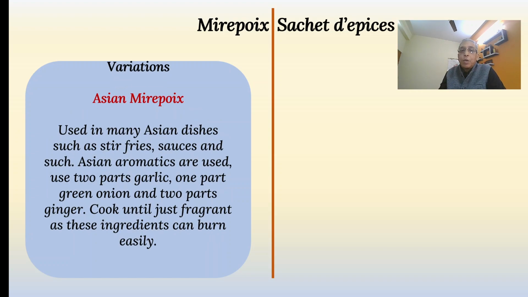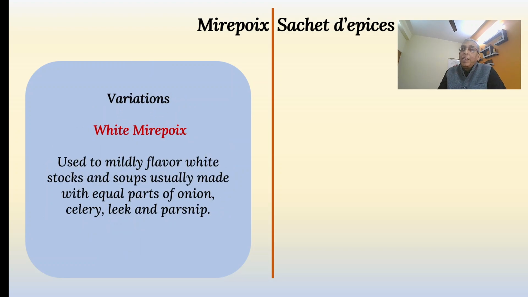Now there are some variations of Mirepoix. Asian Mirepoix is for Asian cuisine, Asian dishes. Asian aromatics are used: 2 parts of garlic, 1 part of green onion and 2 parts of ginger to add fragrance to the product. That is Asian mirepoix. There is white mirepoix used to add flavor to white stock and soups, usually made with equal parts of onion, celery, leek and parsnip. This is known as the white mirepoix.